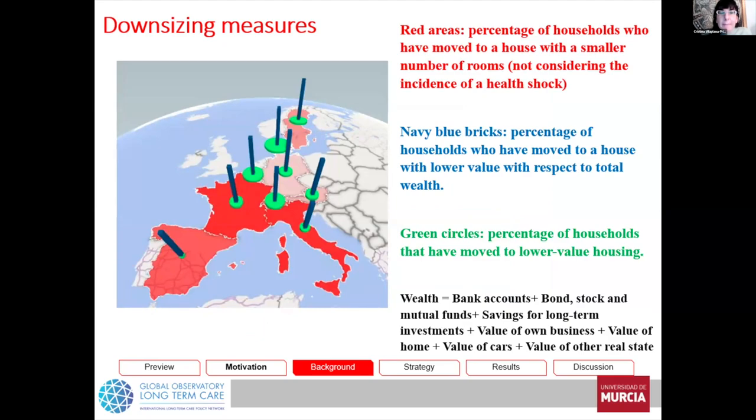So this is also a map of the European countries that have participated. It's just to motivate that there is a high degree of heterogeneity, because at the end of the paper, we are going to classify the countries in northern, southern, and central European countries. So not taking into account the incidence of a health shock, you appreciate that, for example, the red areas indicate that in this case, moving is more associated to a reduction in the number of bedrooms, which is more clearly observed in France and Italy. In blue, the navy blue bricks denote the percentage of households who have moved to a house with lower value with respect to total wealth, which is higher in Sweden, Denmark, and Germany. And green circles, the percentage of households that have moved to lower value housing, which is almost nonexistent in the case of Spain and Italy.